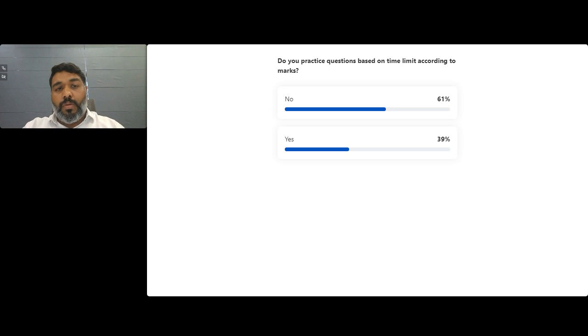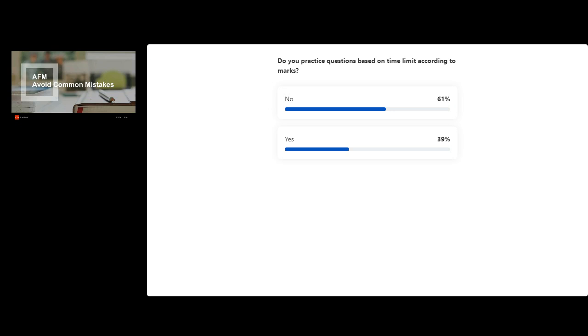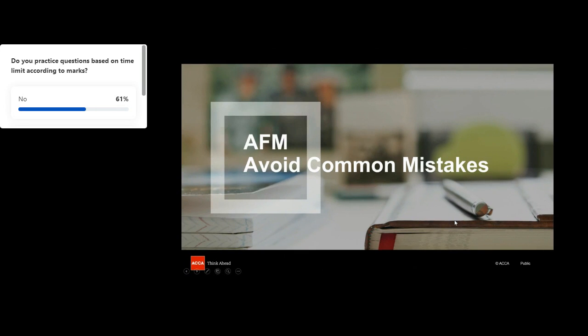Now, how to avoid these common mistakes? How do we do it? What should we take care of? Let's clear this. We still have sufficient time. What are the things that we need to take care of? What are the common mistakes?